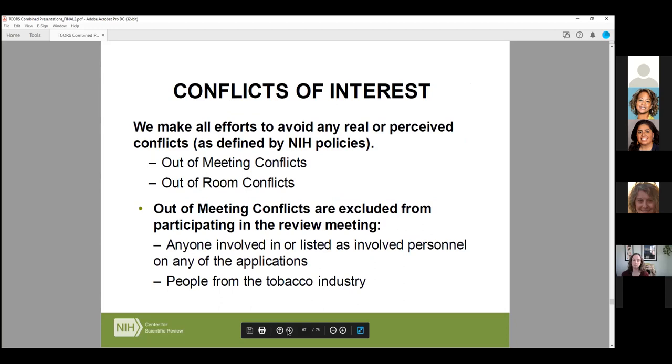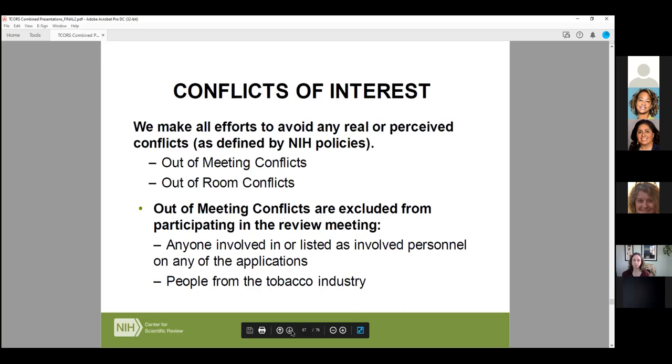And we have two kinds of conflicts of interest. We have out-of-meeting conflicts and out-of-room conflicts. Out-of-meeting conflicts means that any person who is listed as involved personnel on the application or persons who are involved in the tobacco industry would not be allowed to review the application. So they could not even be included in the meeting.